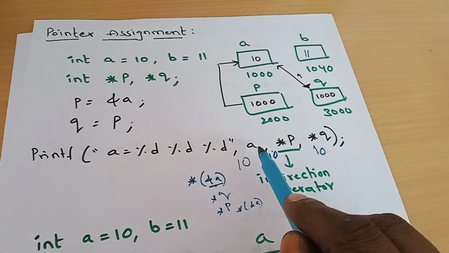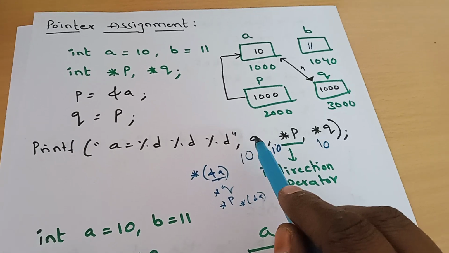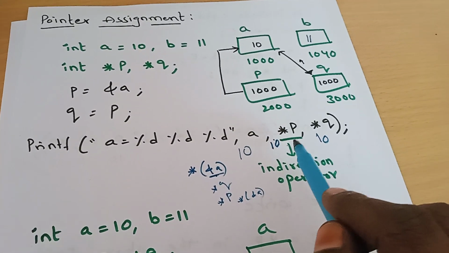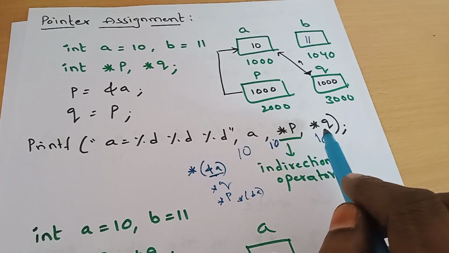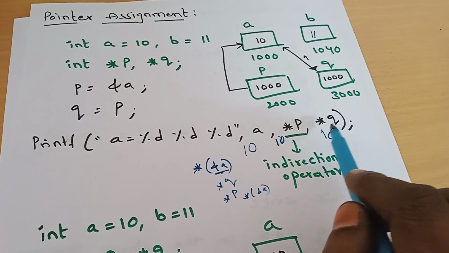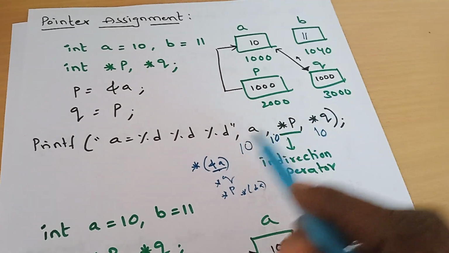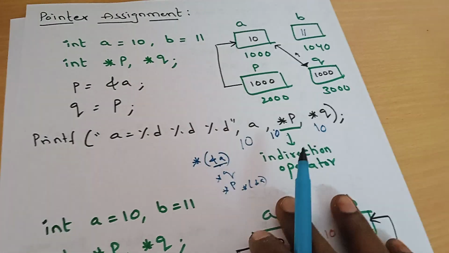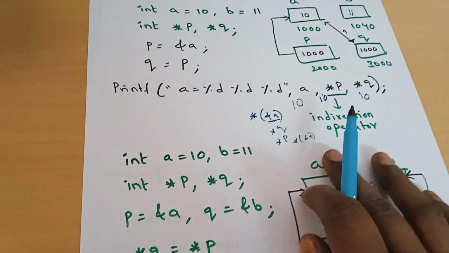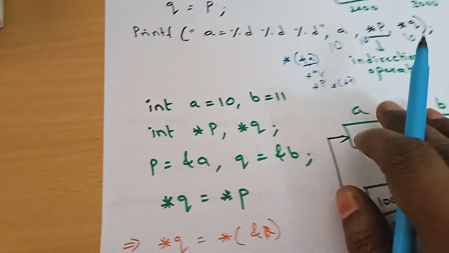You can display the A value, or you can access the A value through the P pointer as well as through the Q pointer. So you can assign a pointer variable like this. Now let's see the second example.